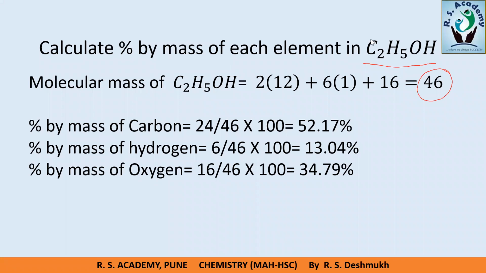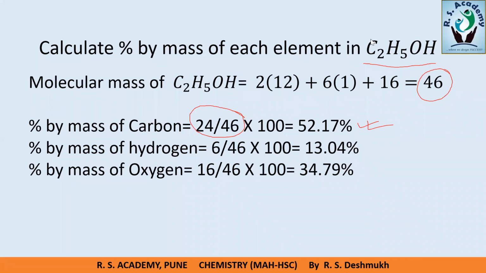But how many carbon atoms are there? 2 carbon atoms are present. So 2 into 12, that becomes 24. So it is 24 upon 46 into 100. That means the percentage composition of carbon in ethyl alcohol is 52.17. That indicates, if I take 100 gram of ethyl alcohol or 100 ml of ethyl alcohol, out of that 52.17% will be the carbon.